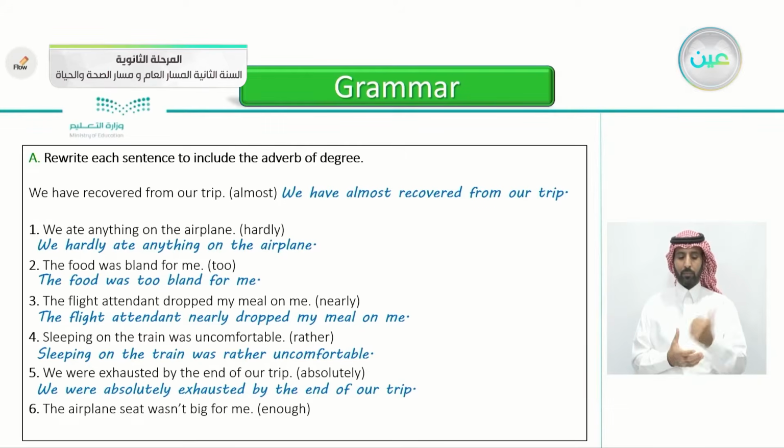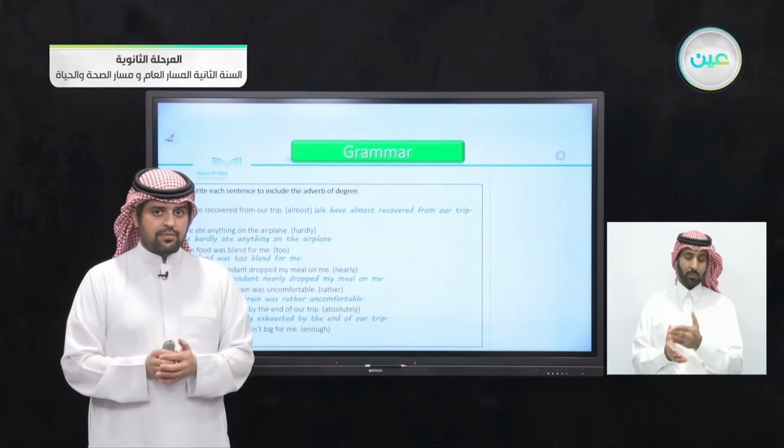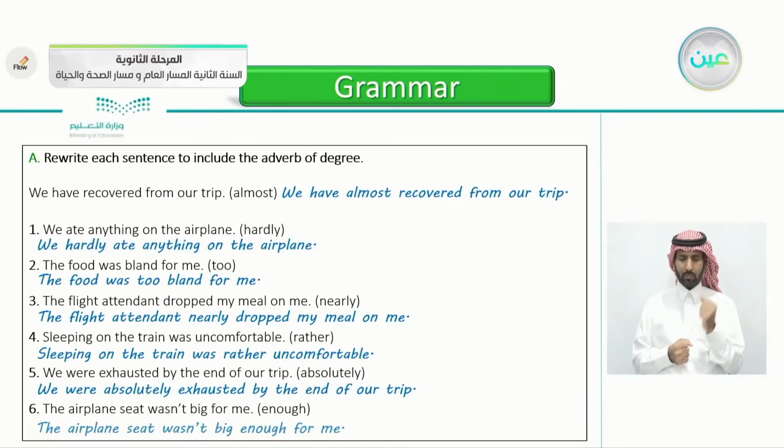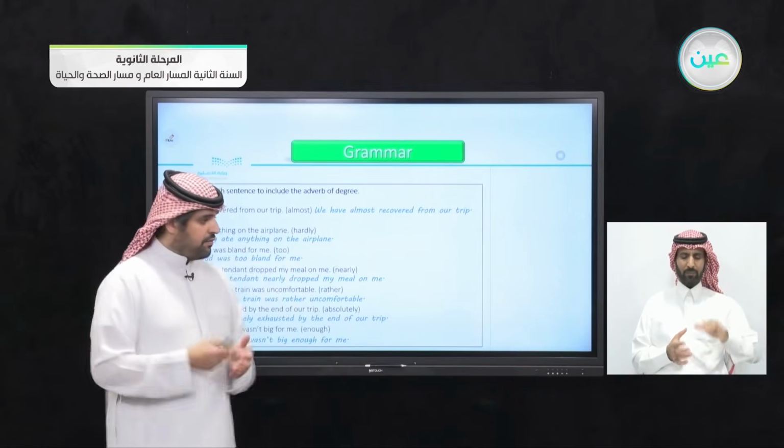Number six, the airplane seat wasn't big for me, and the adverb is enough. Remember enough, do we put it before or after the adjective or the adverb? Okay, let's check the answer. The airplane seat wasn't big enough for me. Here it came after the adjective big. It wasn't big enough for me. Maybe it was a child seat, so it wasn't big enough for me.